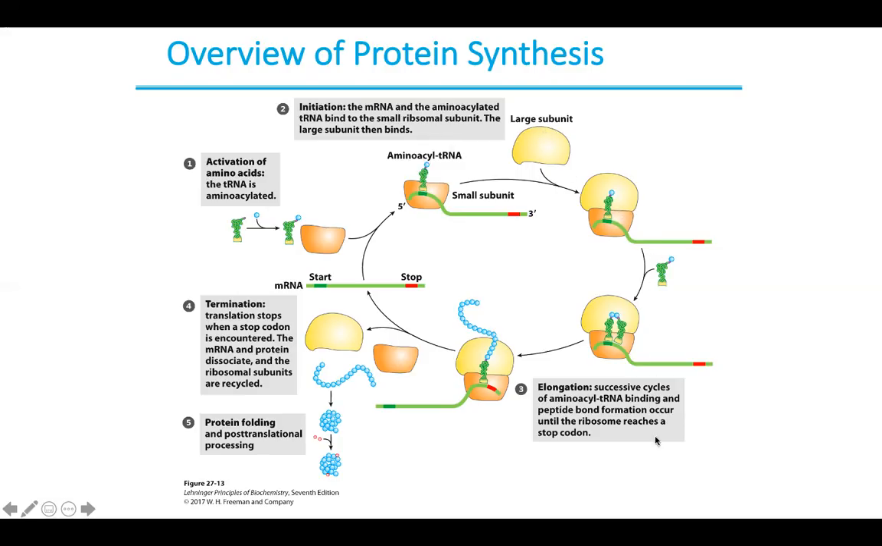Elongation involves successive cycles of aminoacyl-tRNA binding and peptide bond formation until a ribosome reaches a stop codon. Again, what are the three stop codons? UAA, UAG, and UGA. Termination is what happens when translation stops, when a stop codon is encountered, and the mRNA and protein dissociate, and the ribosomal subunits are then recycled. After the protein has been released from the ribosome, it can undergo protein folding and post-translational processing.